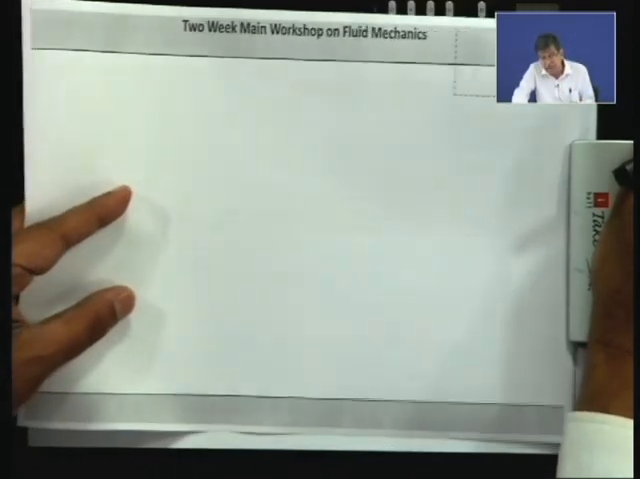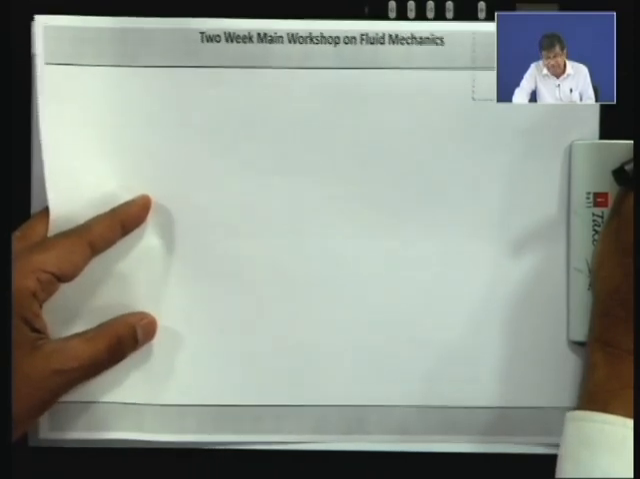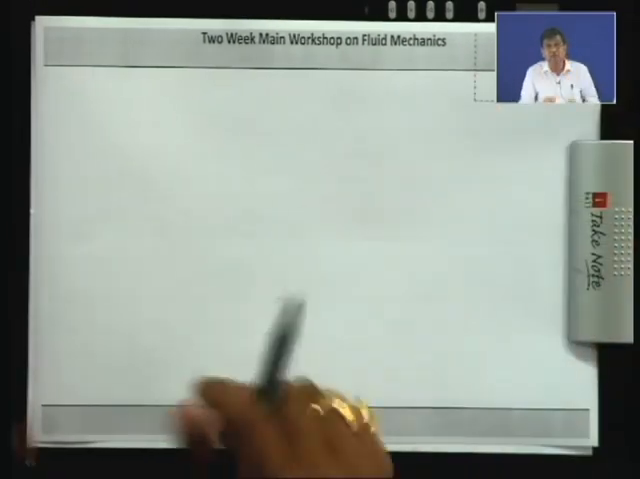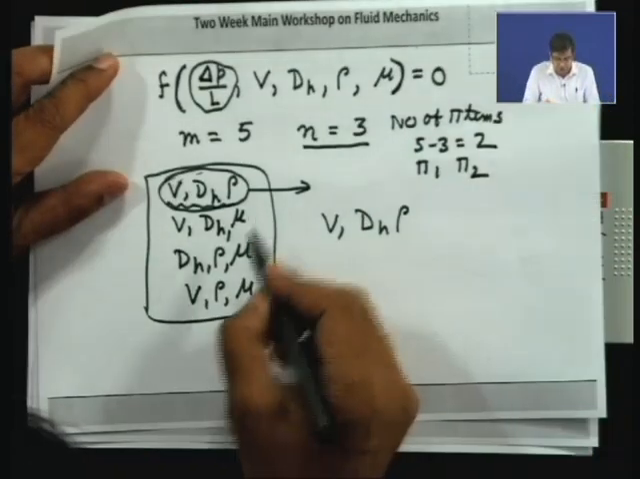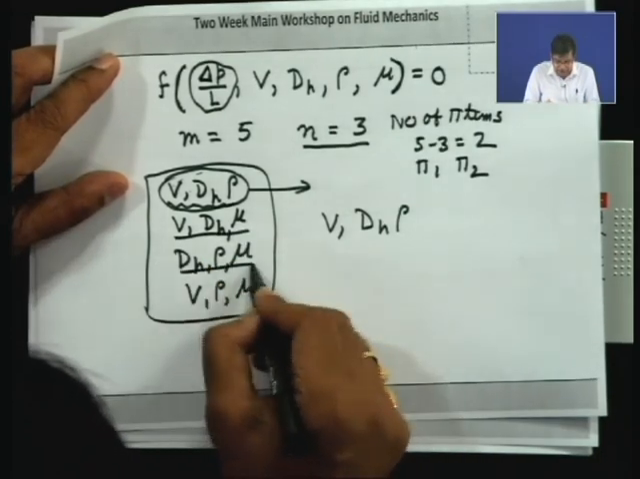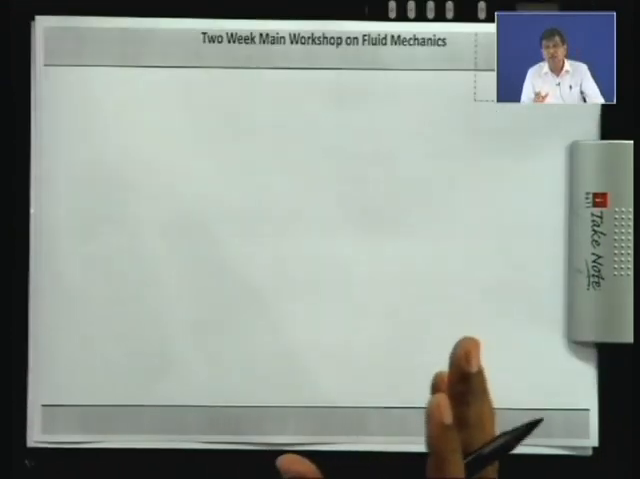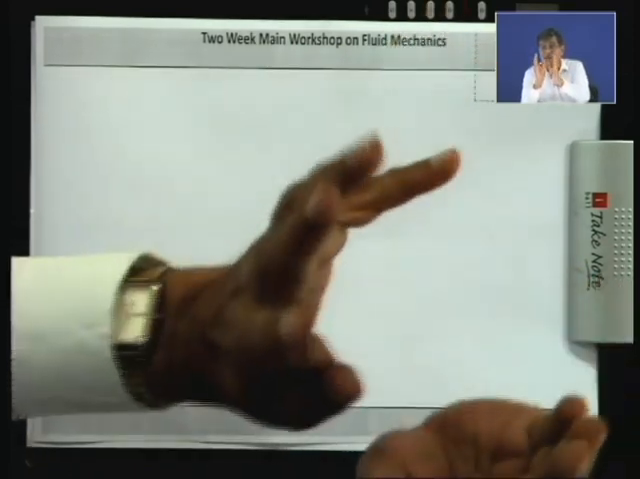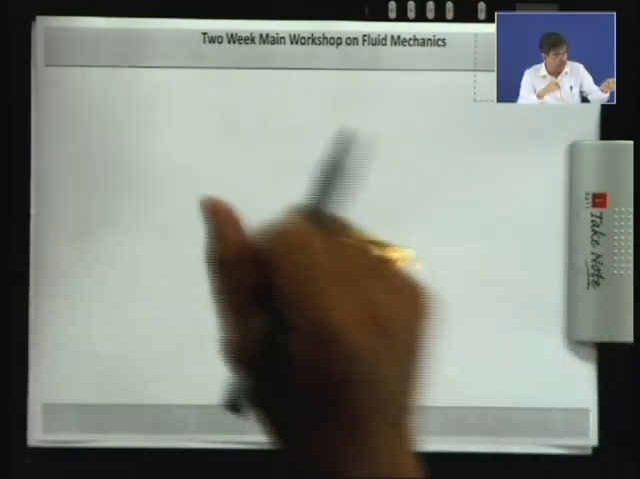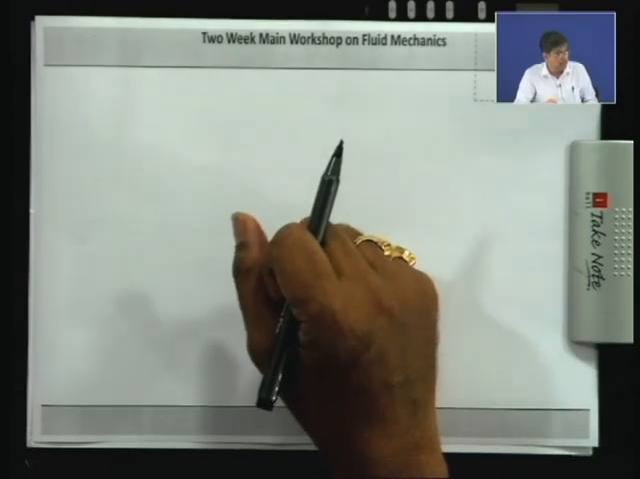Now the question comes, sir, if we could have used other repeating variables, what could have been the result? It could have been different. Definitely, if I show you the repeating variables, you can choose this set, this set, this set. You could have landed with different pi terms, but physically they are the same and they are interdependent. That is the concept.